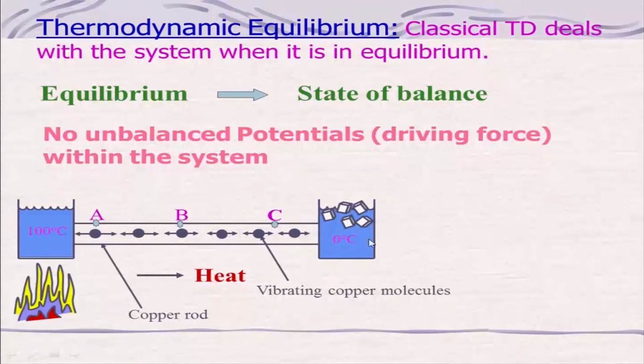And similarly we will talk about another bath. We call it an ice bath, at 0 degrees Celsius. And this is a copper rod we have connected with both baths to start with. And what will happen here?